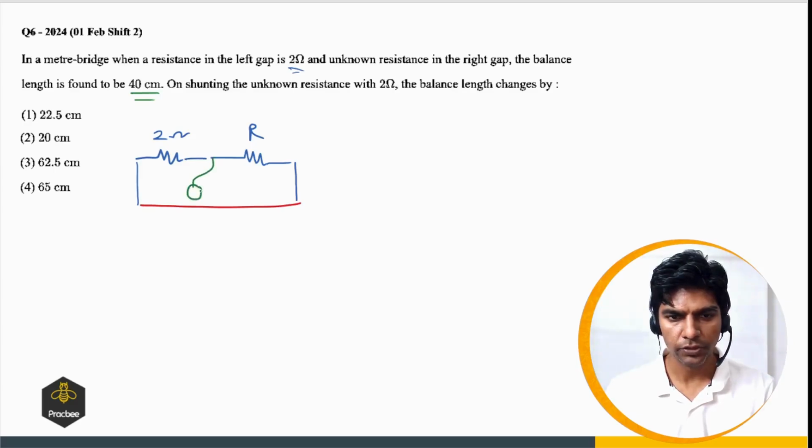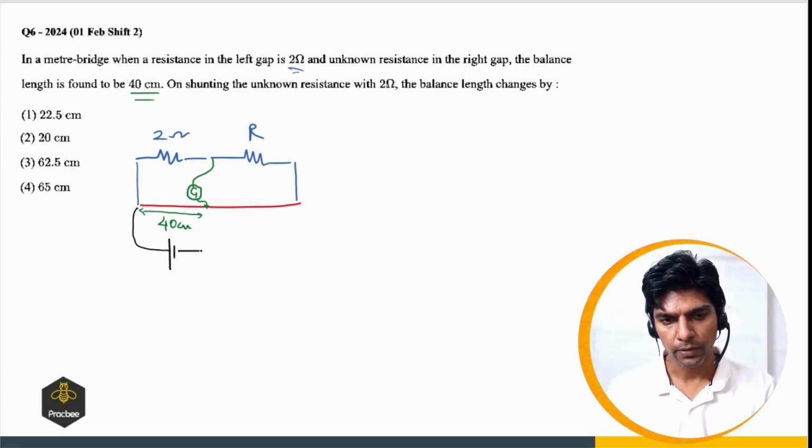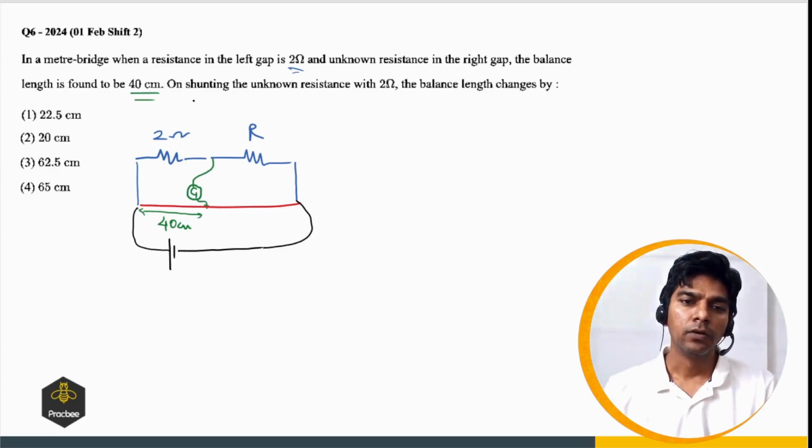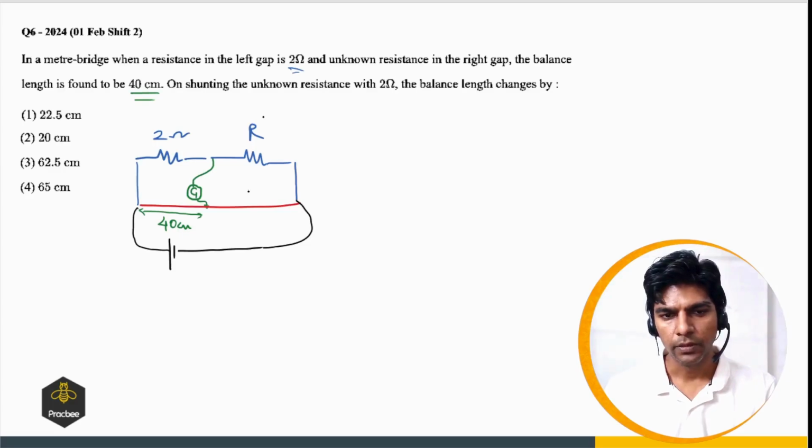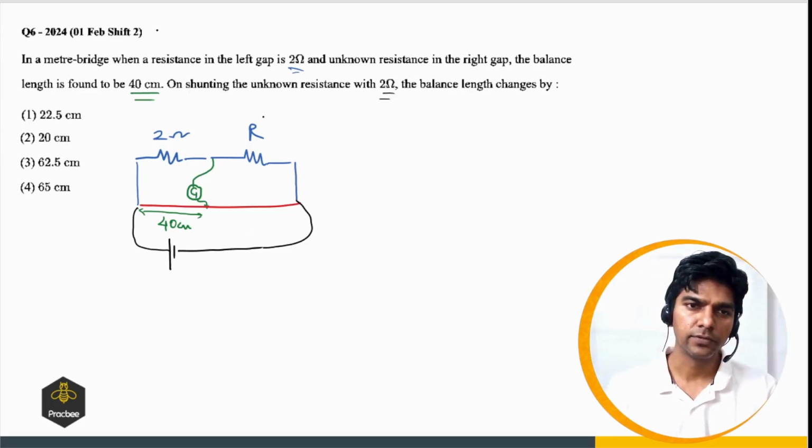So there is a galvanometer and here we are getting balance length, and this length is 40 centimeter, and there is a driver's battery which is setting some current in this circuit. On shunting the unknown resistor with 2 ohms, so this is the unknown. Now we are shunting this R with 2 ohms. The balance length changes by, so let us see what happens.